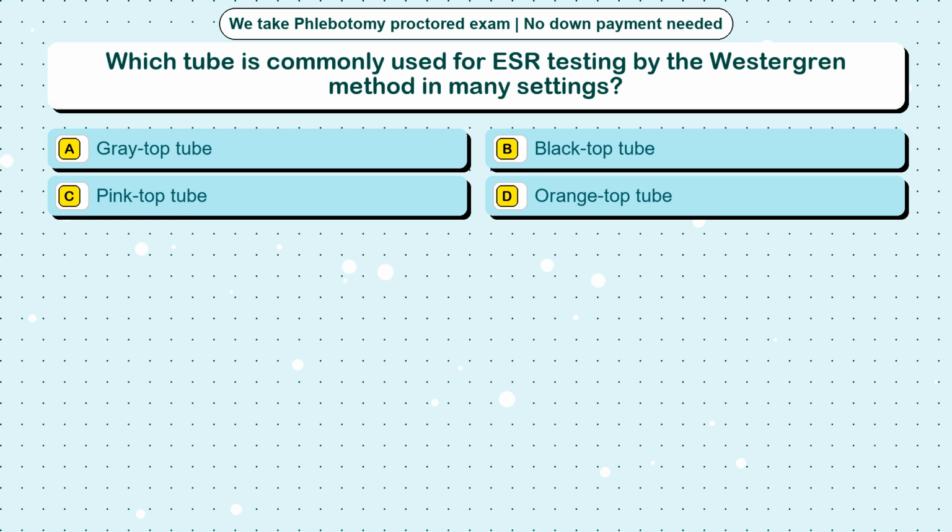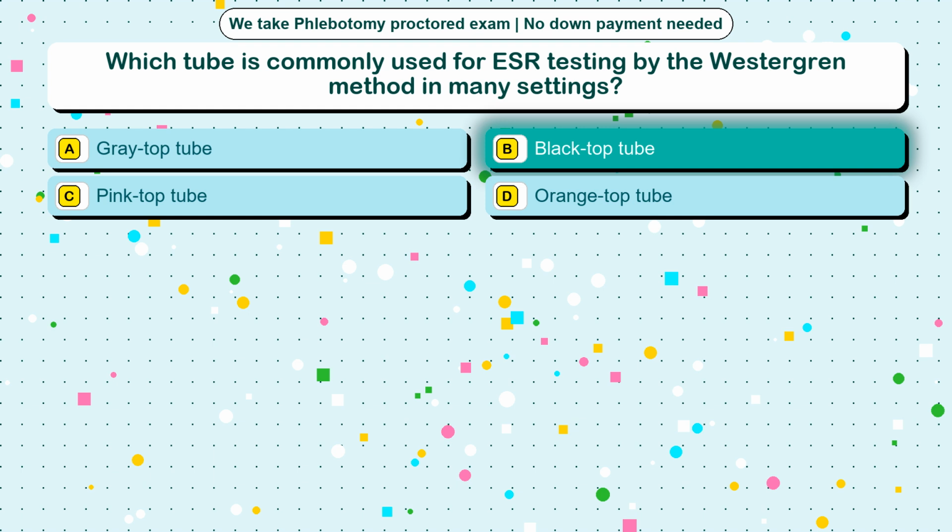Question 12. Which tube is commonly used for ESR testing by the Westergren method in many settings? Option A. Gray top tube. Option B. Black top tube. Option C. Pink top tube. Option D. Orange top tube. The correct answer is option B.